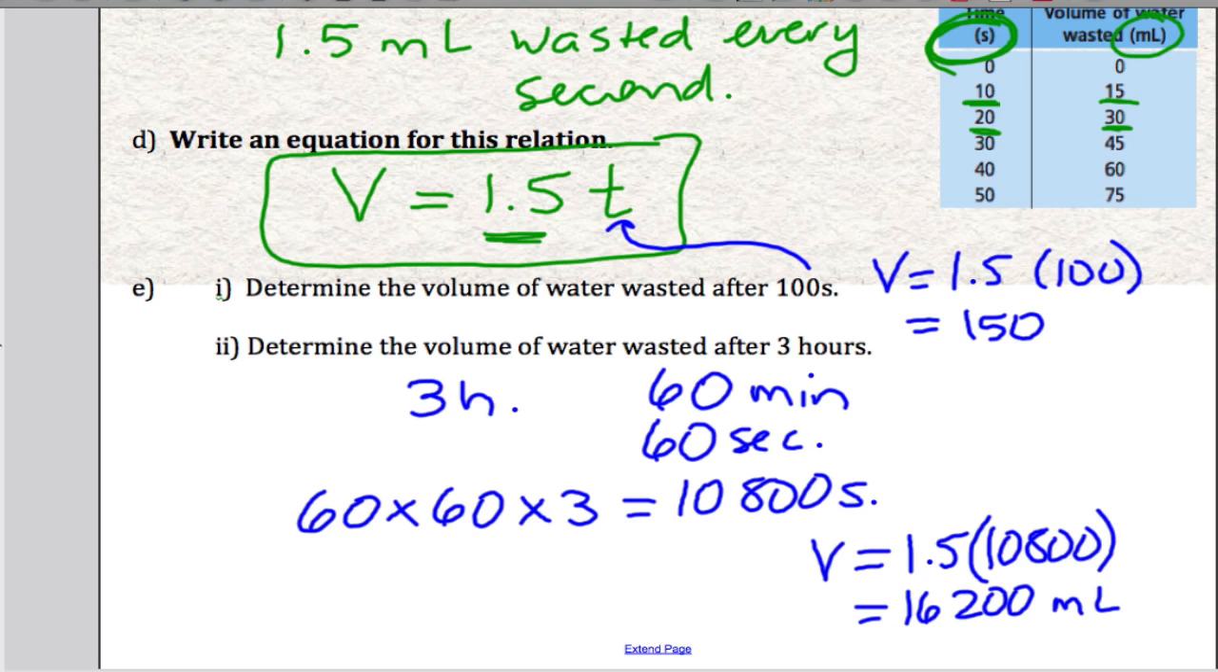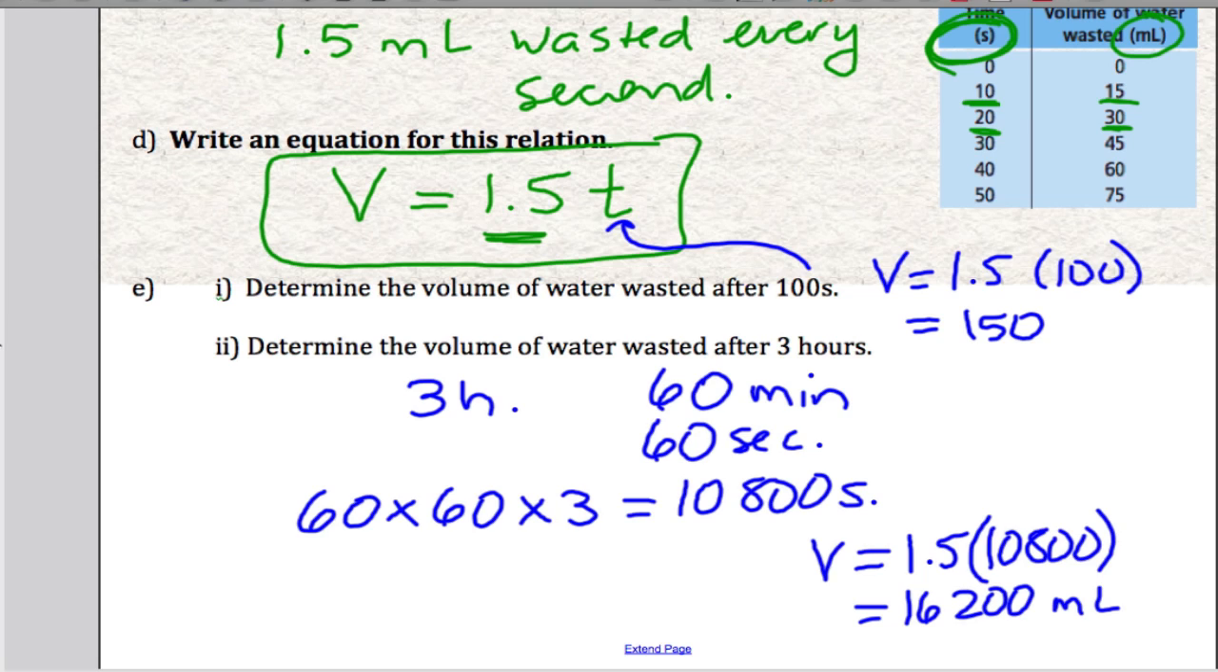If you imagine a skinny carton of milk would be 1,000 milliliters because that's 1 liter of milk. So imagine 16 skinny cartons of milk. That's how much in 3 hours you've actually wasted if you have a leaky tap that is leaking at a rate of 1.5 milliliters per second.